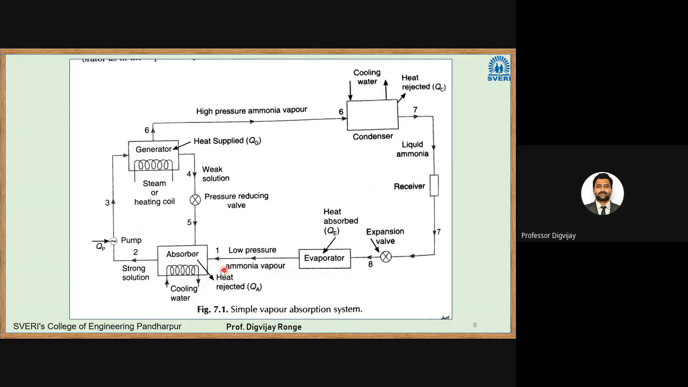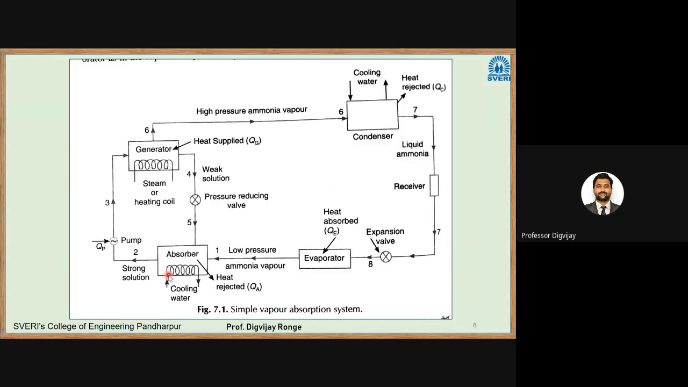So these ammonia vapors are passed to the absorber, where water is present. Liquid water will absorb the vapor ammonia, and this absorption will take place. In this absorption process, what happens is that it is an exothermic reaction. So some heat is rejected and the temperature increases. In order to reduce that temperature, here we are using cooling coils.